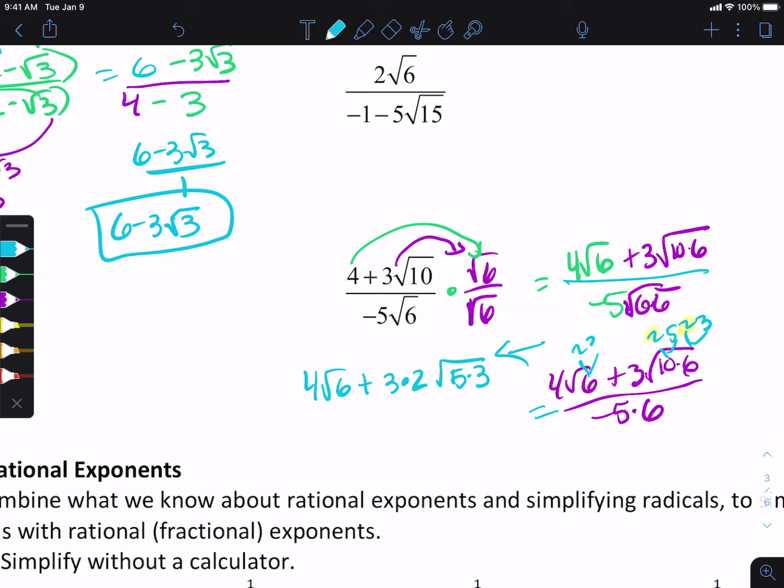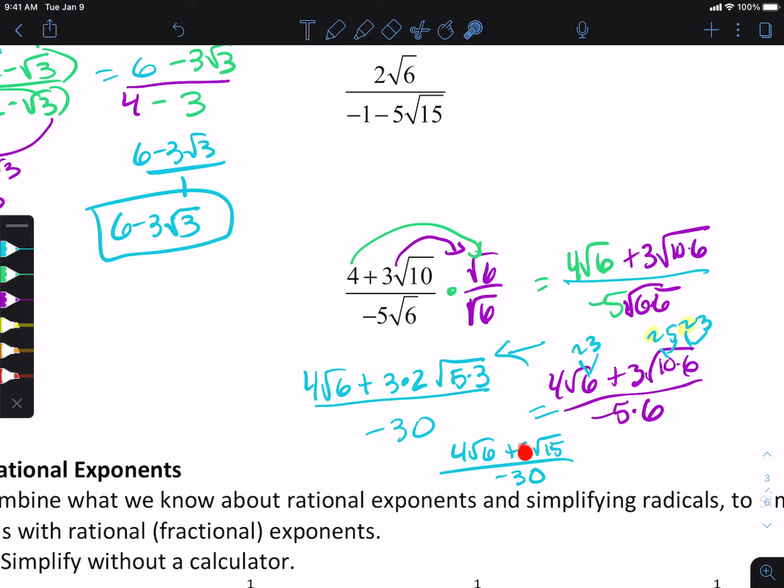We can also break down the 6 and see that it's 2 and 3, so that's why I didn't do anything with that one. All over negative 30, so then this simplifies to 4 root 6 plus 6 root 15 over negative 30. Now, we can also look to see if the numbers in front of the roots on top and bottom have something in common.